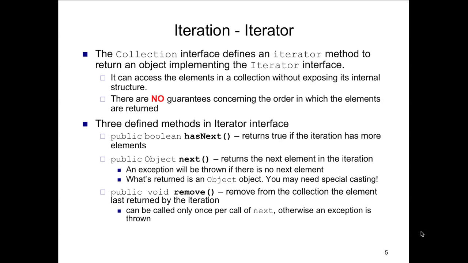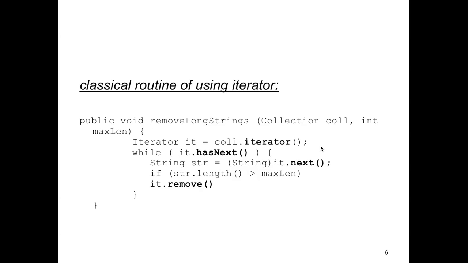There are three defined methods for iterator interfaces. hasNext: does it have any next, or is this the last item? Next and remove. Remove is going to remove an item from the list. Next is going to go to the next one. An exception will be thrown if there is no next item, or we can check hasNext to see if we have a next item before we go to it. And I'll talk about exception handling before this weekend's over as well.